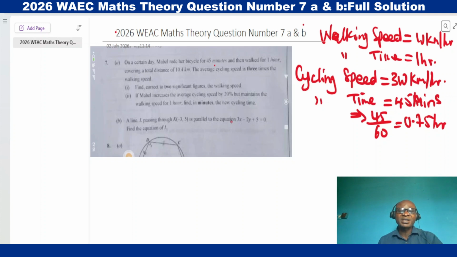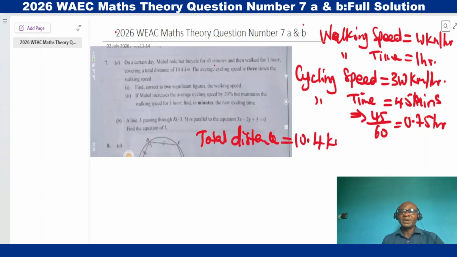We are asked to find the walking speed, which is W kilometers per hour, meaning that it is unknown. What do we do? The total distance is given to us as 10.4 kilometers. But what is this total distance? It is the distance covered walking and the distance covered cycling. The two put together give us the total distance covered.